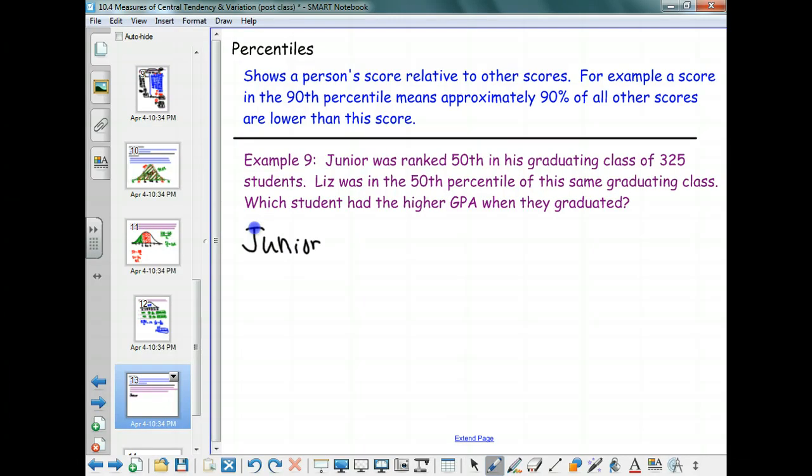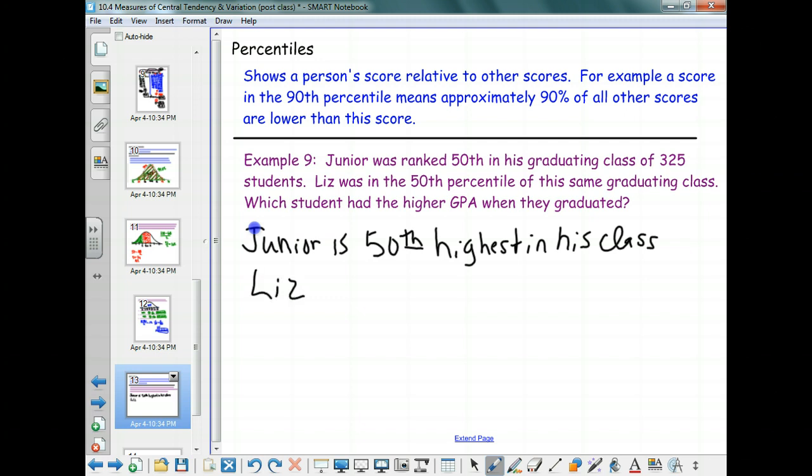Because the 50th percentile would be like half, so your GPA is going to be like half of 10, which would be a greater number, so you could be like, I guess like 100 and something in the class and still be above. Okay, so Junior is 50th highest in his class. What's Liz?